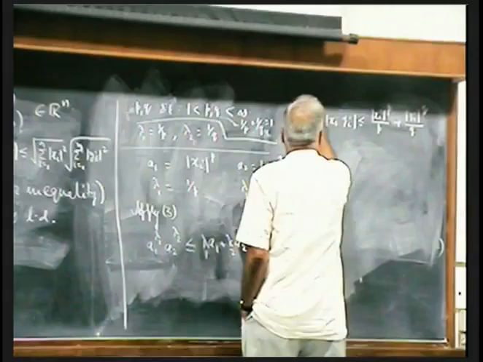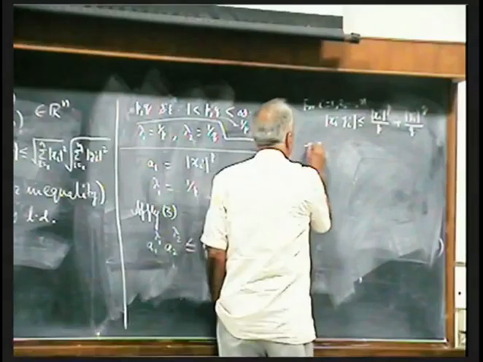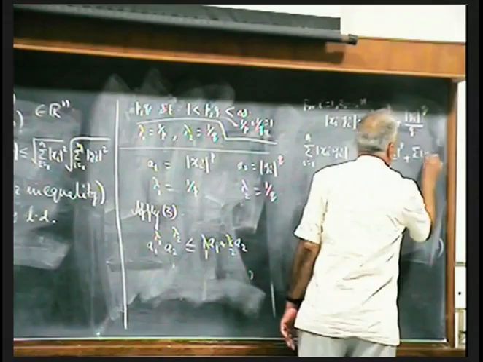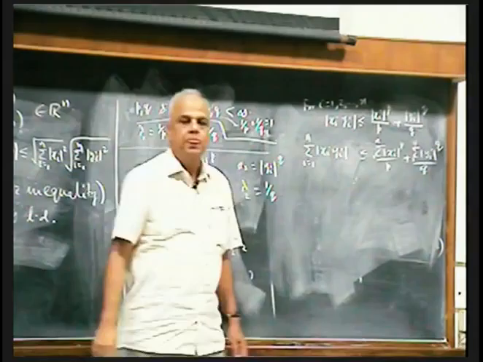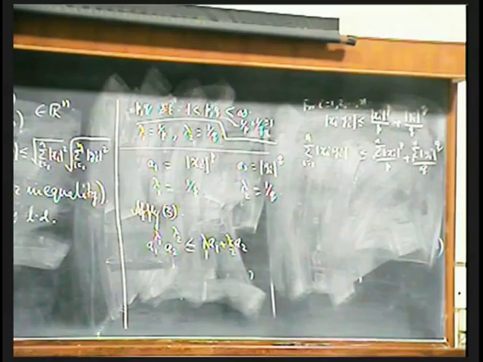Now, true for each one of the components, I can do this. Same as before, add them all. So, what do you get? Summation mod xi yi, i equal to 1 to n, is less than or equal to summation mod xi to the power of p by p plus summation mod yi to the power of q by q, 1 to n. Exactly like last time, in place of 1 by 2 we have p, in place of the other 1 by 2 we have q.